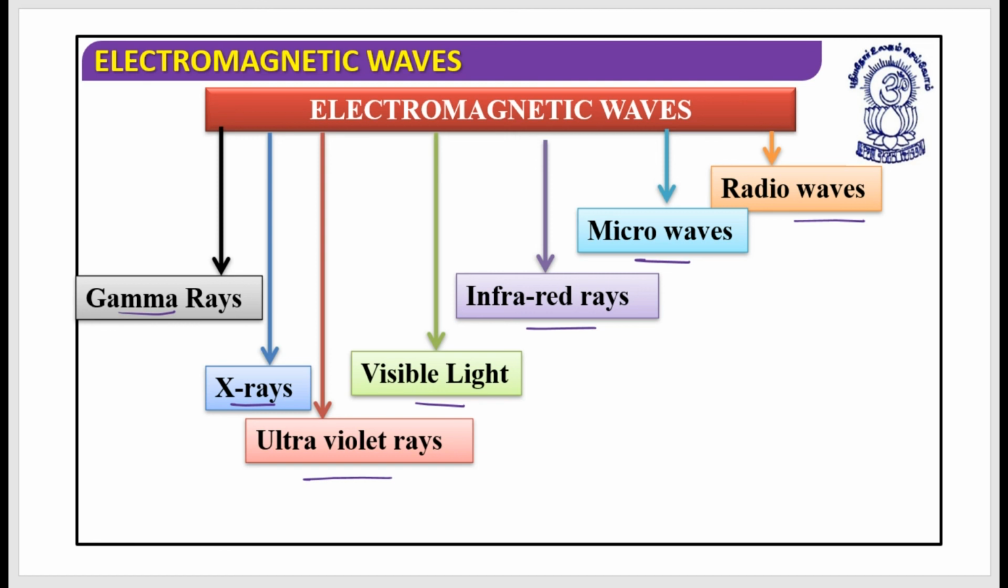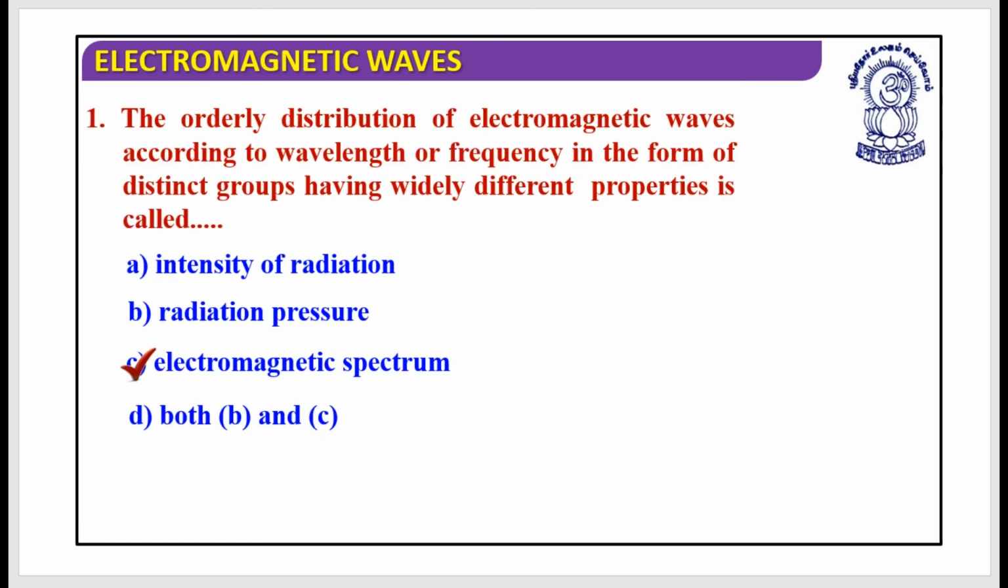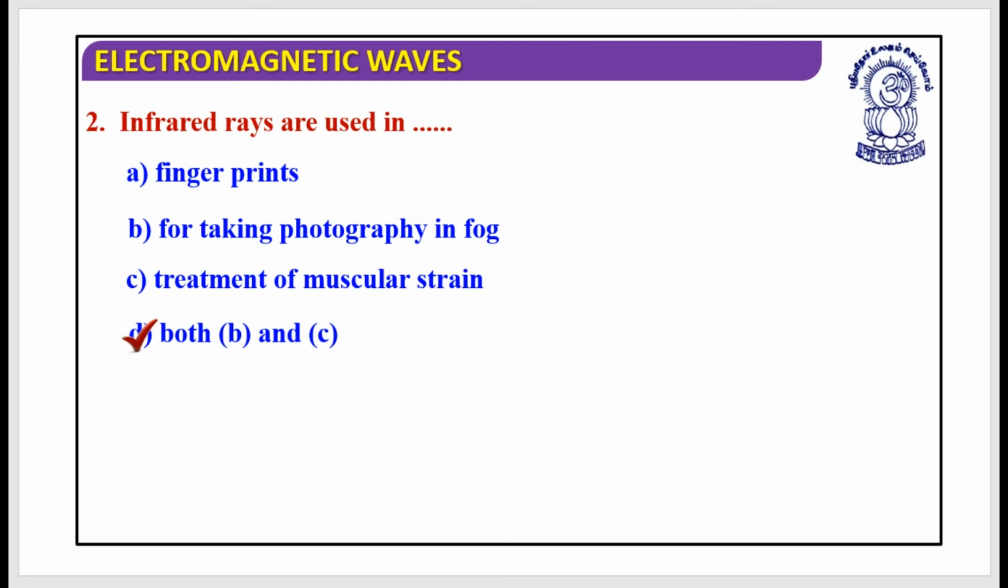Is it? Great. Now let's look at the questions. The orderly distribution of electromagnetic waves according to the wavelength or frequency in the form of distinct groups having widely different properties is what we call the electromagnetic spectrum. Next, infrared rays are used in, for the fingerprints, no; for taking photography in fog, yes; for treatment of muscular strain, yes. So both are clear. So this should be the correct answer. I hope this is clear.